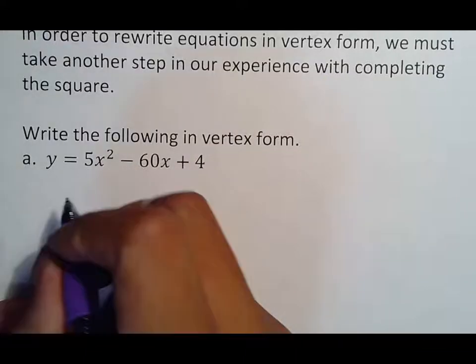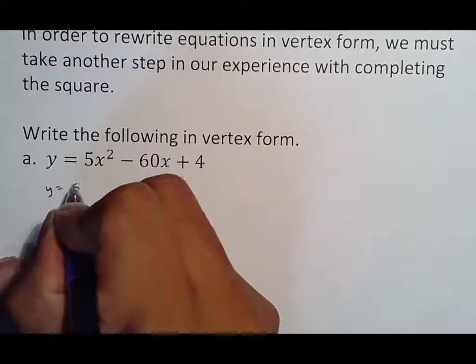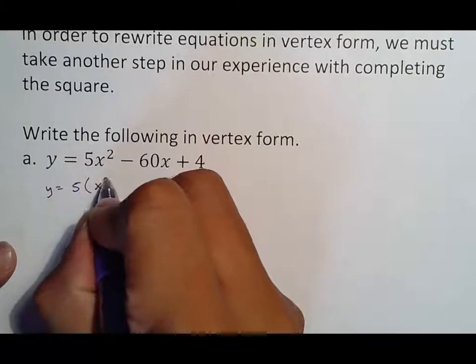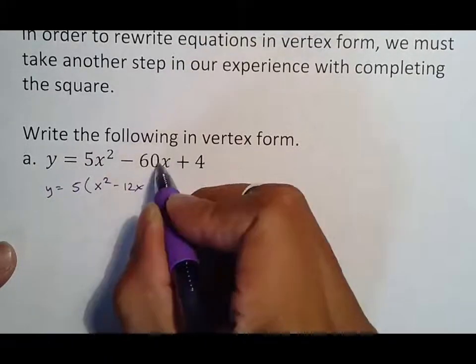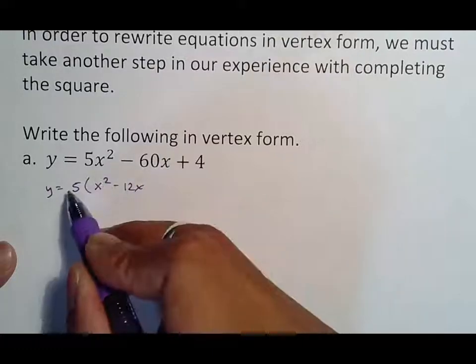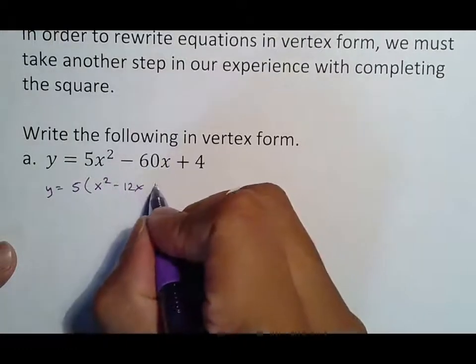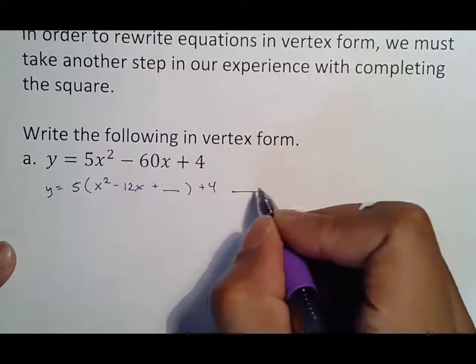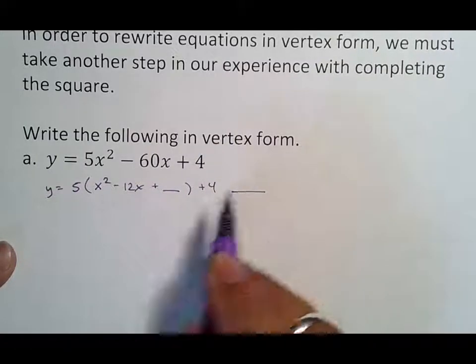take the number off of the x. So what I end up doing is factoring off the 5 from these two numbers. So I end up with x squared minus 12x. Again, hopefully you know where I got the 12. 60 divided by 5 is 12. And then I'm going to add a blank, and I'm going to put plus 4, and then I'm just going to put a blank because I don't always, actually I do know.